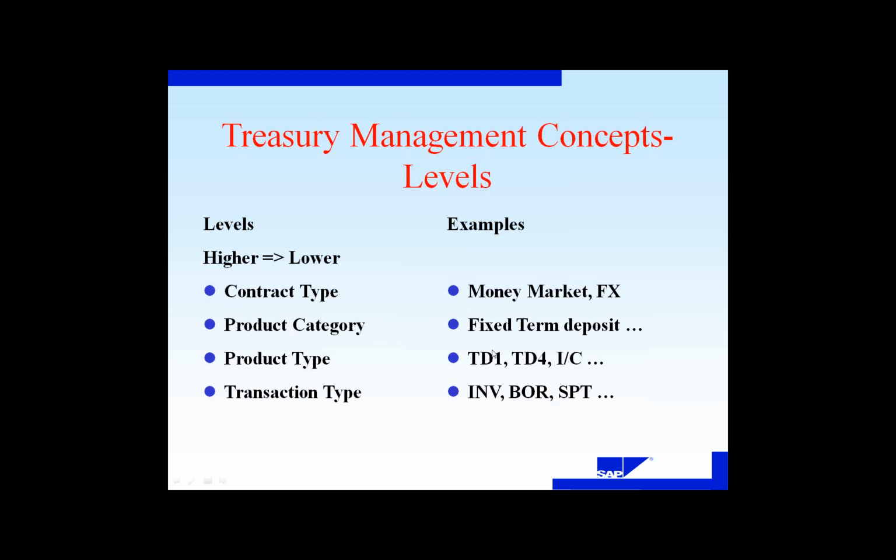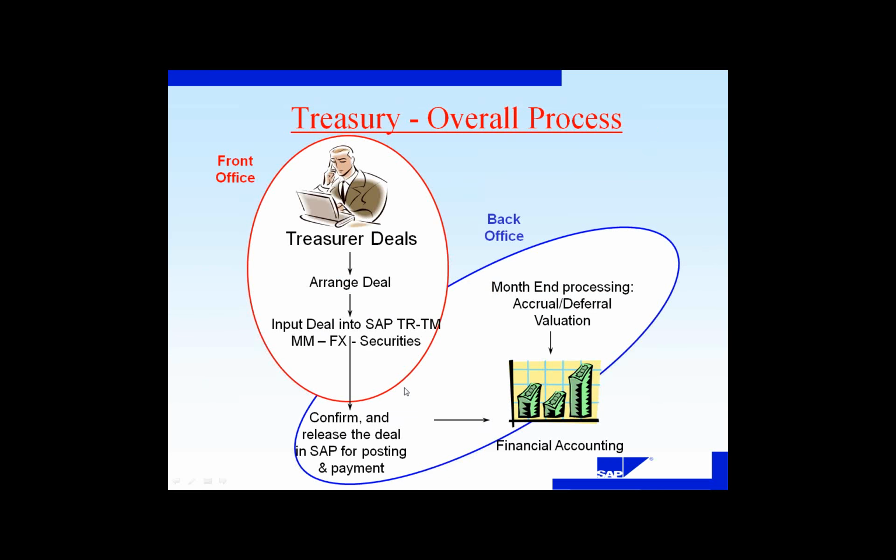Most of these will be standard delivered, but you can go back and customize these things from a higher to lower level. And once the treasury creates the deals, the back office actually confirms the deals, releases the deals for payment, and also does the month-end processing, accruals and differences and valuation.